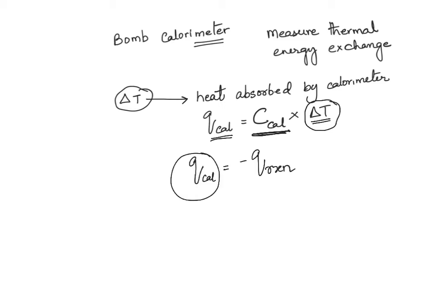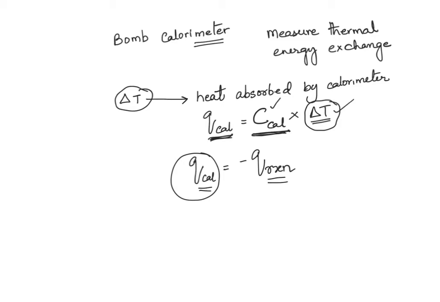Of course, this assumption is taken for granted. We are assuming that all the heat given out by the reaction is absorbed by the calorimeter and nothing escapes. There is no loss of heat. So if we can read the change in temperature, and if we know the material with which the calorimeter was made, so we know the heat capacity, we can calculate the heat absorbed by the calorimeter, and that will be equal to the heat given out by the reaction.